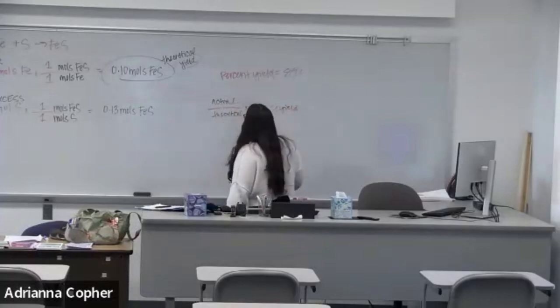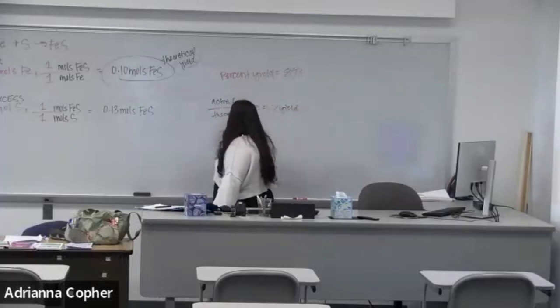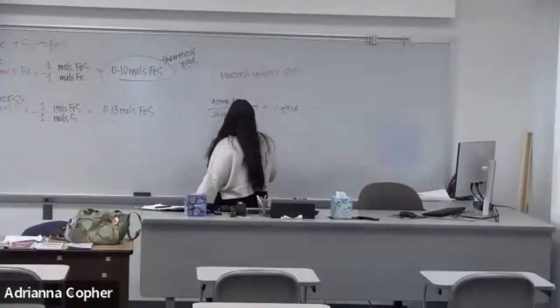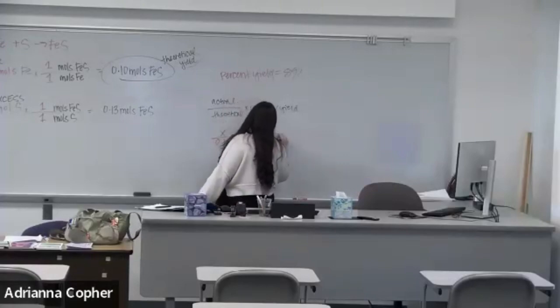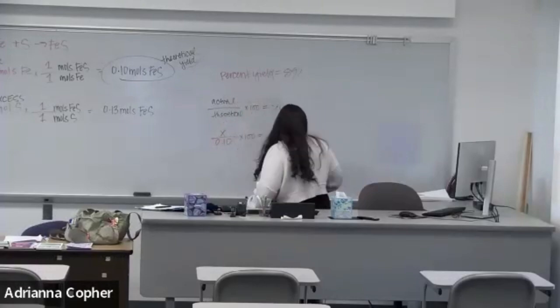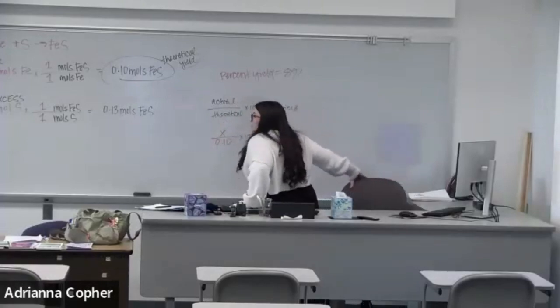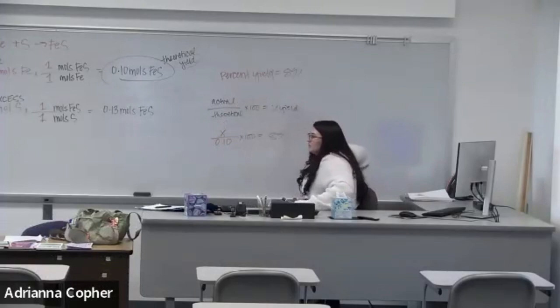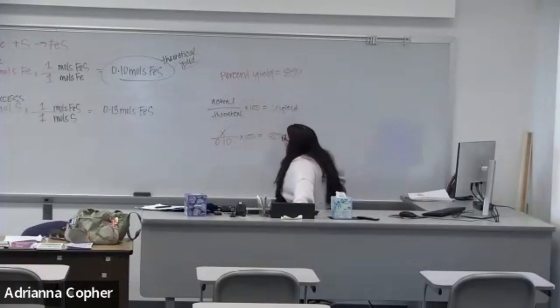It's just algebra, right? We don't have the actual, that's what we're trying to find, so that's our variable, x. So actual over our theoretical, 0.10, times 100 equals 89%. I'm assuming all of you have gone through algebra. I think that's become a requirement for this course now. So, what do you think the first thing we should do is?